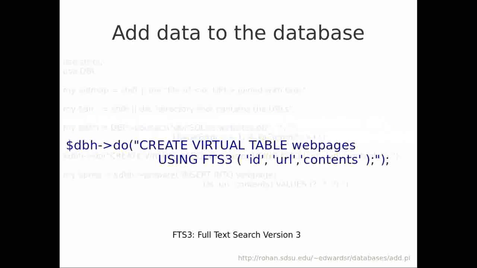The next thing we're going to do is create a virtual table of web pages using FTS3. FTS3 stands for Full Text Search version 3. And we've already talked in other sections about full text search in SQL databases. And FTS3 is the SQLite version of a full text search. What that means is that I can add the contents of an HTML file to my database. I can build a full text search on those contents, and I can go ahead and search for keywords that appear associated with particular URLs. I'm going to have 3 columns, an ID column, a URL column, and a contents column.